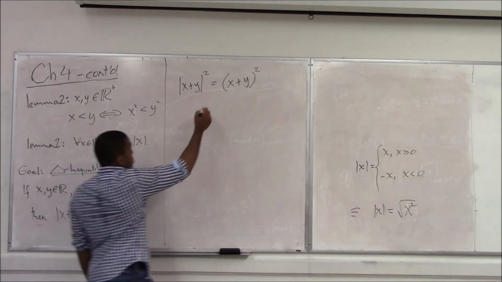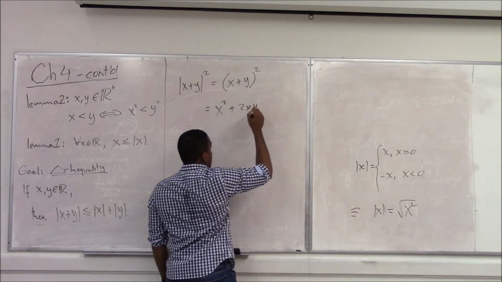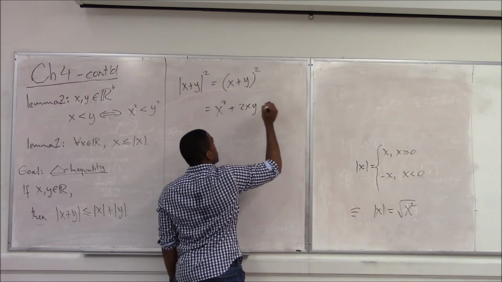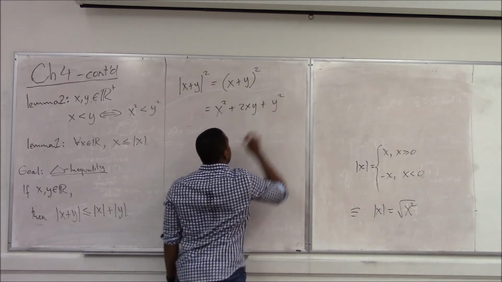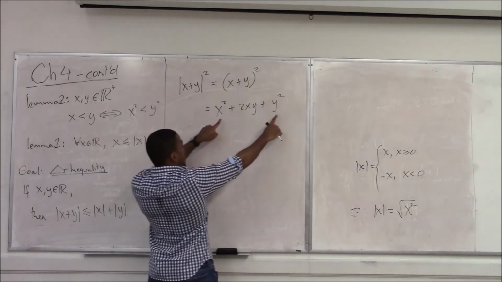So what we're going to do now is expand this: x squared plus 2xy plus y squared. By the same logic, these squares I can replace with their absolute values again.